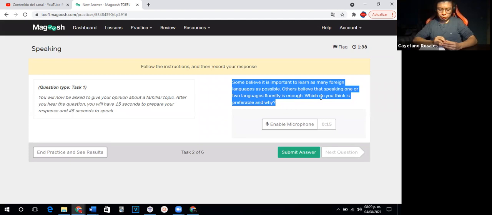In my opinion, I believe that only one or two languages are required. Why? Because learning a language requires too much time, because you need to go to school, read books, and try to practice the language that you want to learn with other people.